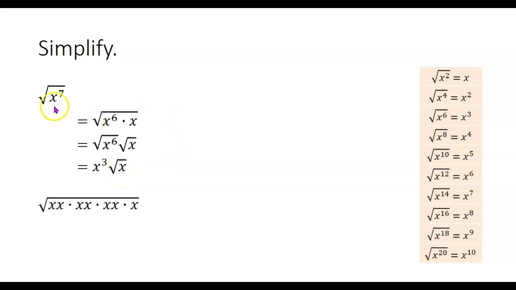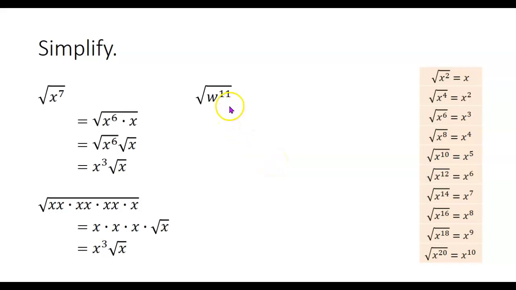And another way to look at what's going on here is that x to the 7th is x times x times x times x times x times x times x. The ones that we could pair up, where we have the square root of x times x, every time we have the square root of x times x, that's just x. And then we have one leftover x under the square root sign. So it is x times x times x, that is x to the 3rd power, times the square root of x.